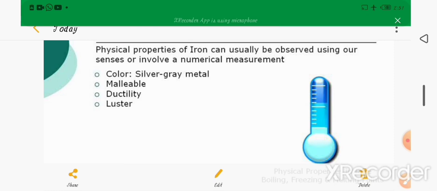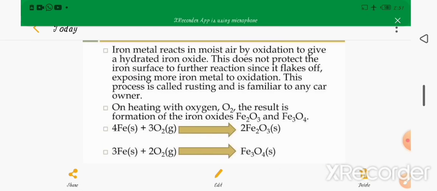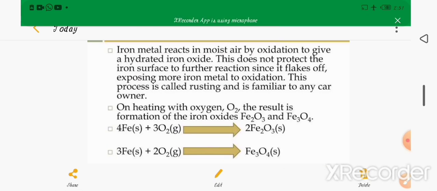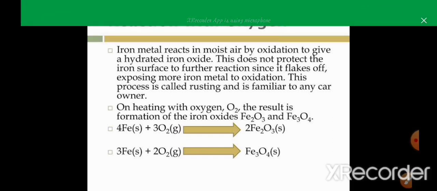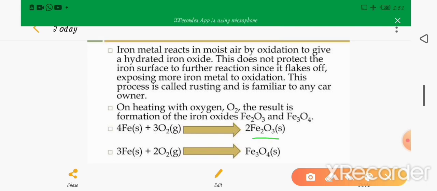Next, we go to chemical properties of iron. First property, reaction with air. In moist air, iron metal is oxidized to give a hydrated iron oxide. On heating with oxygen, the result is the formation of iron oxides, that is Fe2O3 and also Fe3O4. Two forms of oxides will be formed. Iron plus oxygen forms iron oxide.